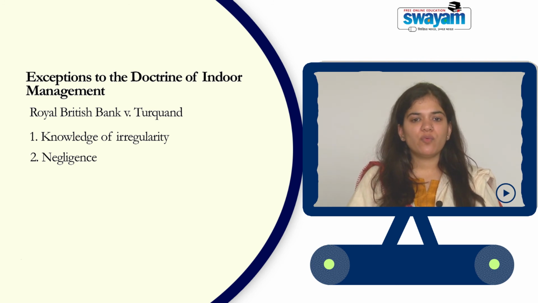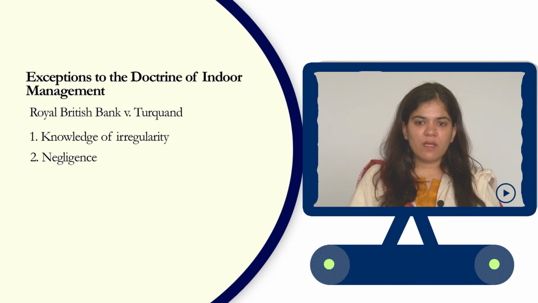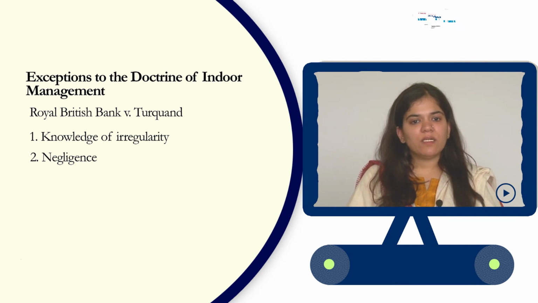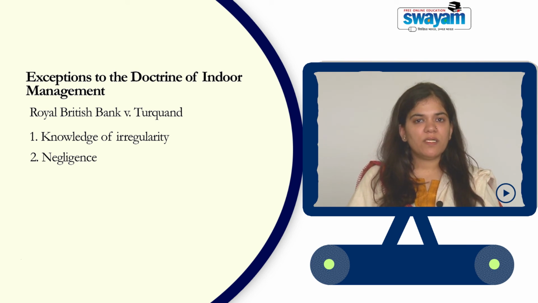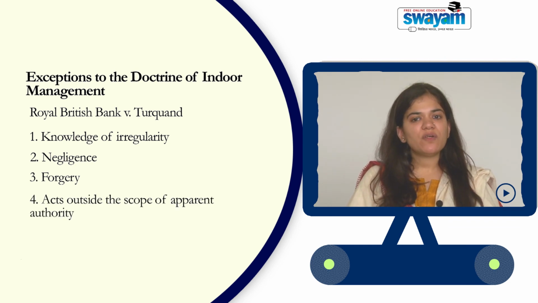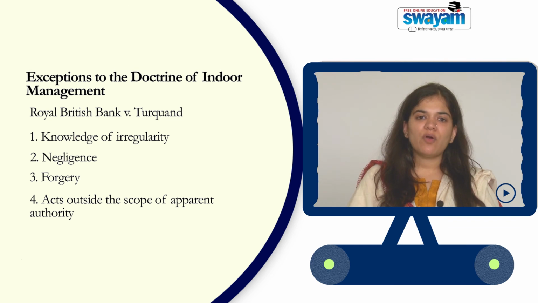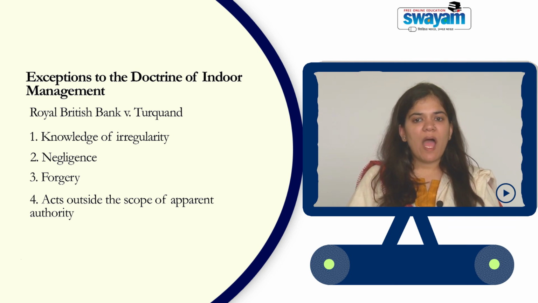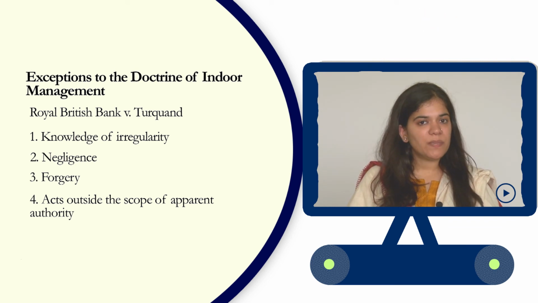The protection of the rule is not available where the circumstances surrounding the contract are so suspicious as to invite inquiry, and the outsider dealing with the company does not make proper inquiry. Third is forgery. Fourth is an act outside the scope of apparent authority. If an officer of a company enters into a contract with a third party, and if the act of the officer is beyond the scope of his authority, the company is not bound.